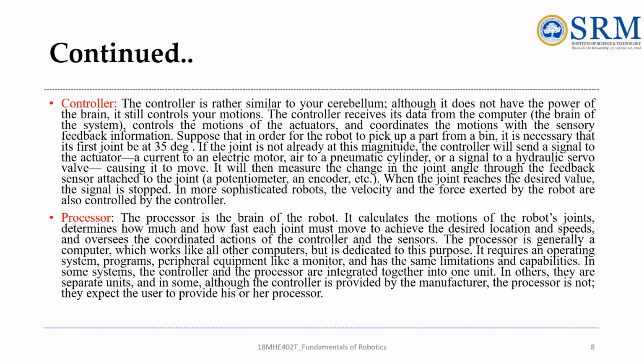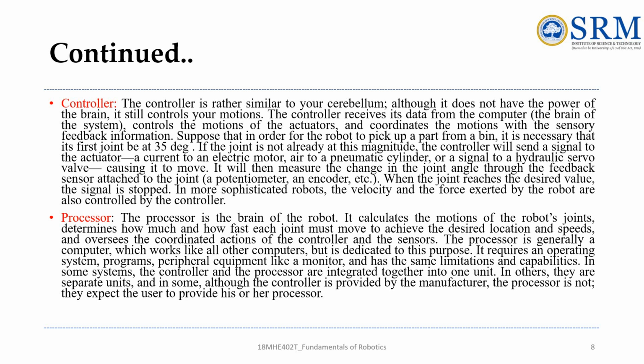Next is about the controller and processor. First is the controller. In a robot it is similar to your body's cerebellum, which helps control your movements. It receives instructions from the robot's brain, that is the computer, manages the actions of the actuators, which are muscle-like components, and coordinates with sensory feedback. For example, if a robot needs to move its first joint to a specific angle, the controller will send signals to the actuator to make it move, and it will use the sensors to check if the joint has reached the desired angle.